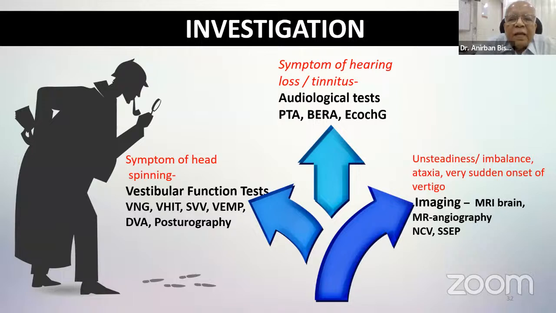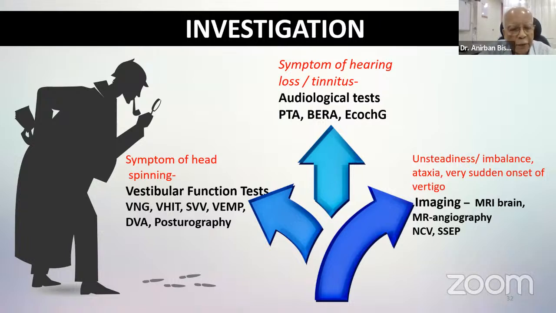Anyway, then investigations. If there is a symptom of hearing loss or tinnitus, then you have to ask the patient to have the audiological tests like PTA, pure tone audiometry, BERA, and ECOG done. If there is unsteadiness, imbalance, or ataxia, or very sudden onset of vertigo, then definitely do a brain MRI, if required an MRI angiogram, and tests like NCV. NCV means nerve conduction velocity, and the somatosensory evoked potential. If there is unsteadiness, imbalance, or ataxia, then these investigations are indicated.